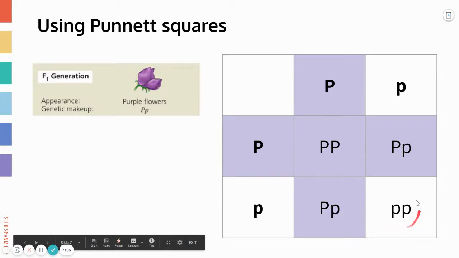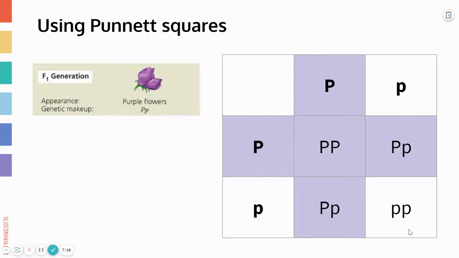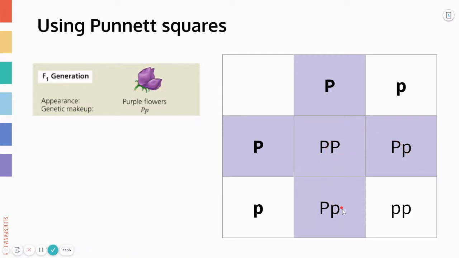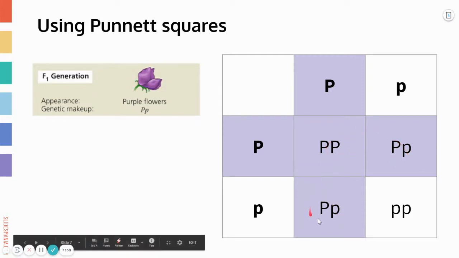And then finally, the sort of interesting one is going to be down in this bottom right-hand square, where if you look up to the top and to the side, both of them are little p's, or both of them are white alleles. So this square is going to be little p, little p, or the other way to think about it is having 2 white alleles. And when you think about what actual physical characteristics are going to correspond with each of these genetic combinations, you'll see that 3 of the 4 squares, or 75%, are going to be purple because they have at least one purple allele, the dominant allele.